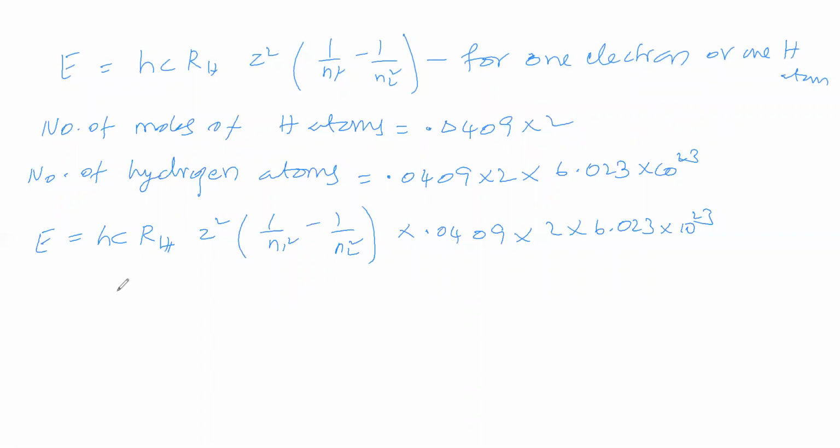Now, for Rydberg's formula, we will see the energy formula. The energy formula is minus 2 pi square m Z square k square e power 4 by n square h square. That is the formula.